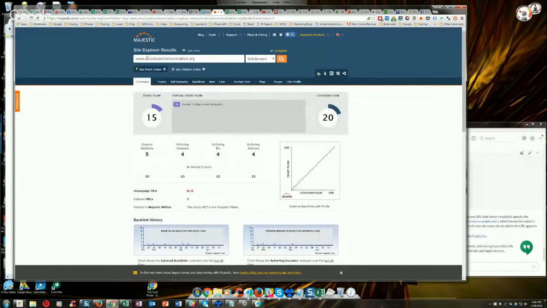So structuralcommunication.org doesn't look like something I would want to purchase. Although the trust flow score is high, I'm not sure I'd want to purchase it because this doesn't have the topical relevancy I was looking for. Does that make sense? You guys see what I'm talking about?